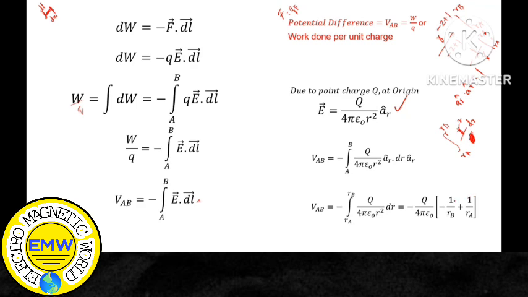तो इक्वेशन क्या रहेगी आपकी? VAB Q divided by 4 pi epsilon naught, 1 over RB minus 1 over RA. कॉमन जब हम माइनस लेंगे, ये हो जाएगा प्लस और ये हो जाएगा आपका माइनस. ये हो जाएगा 1 over RB minus 1 over RA. Is that clear?